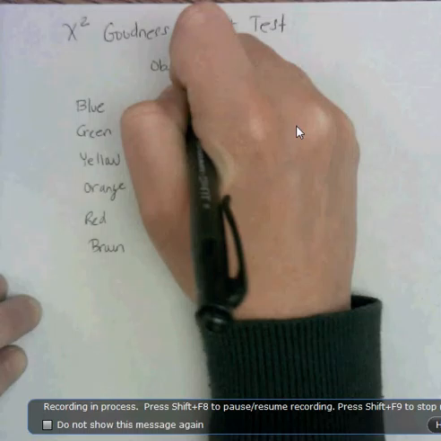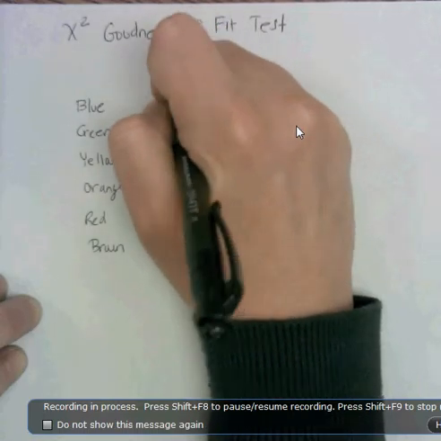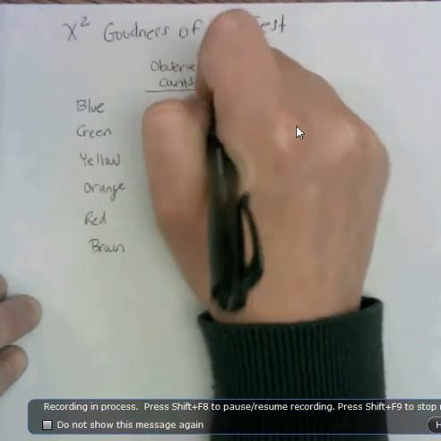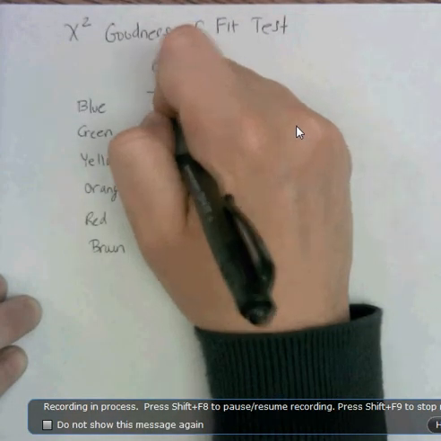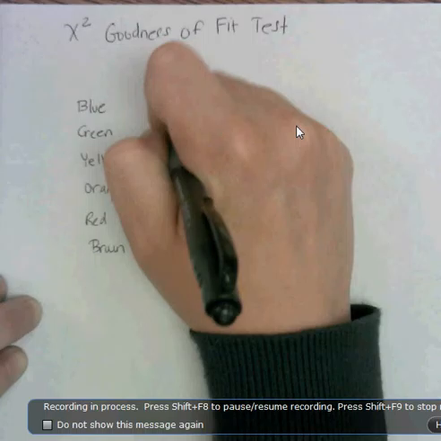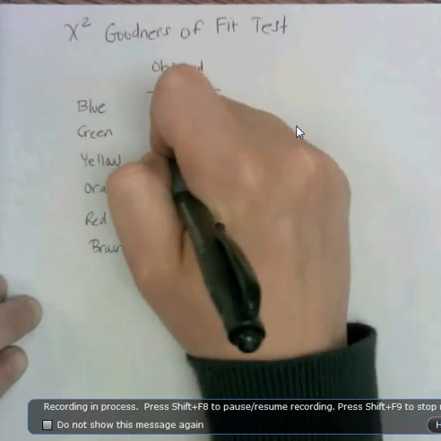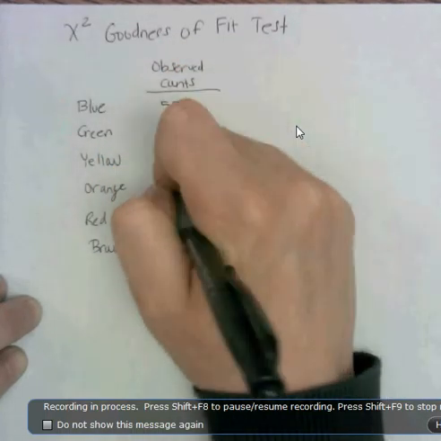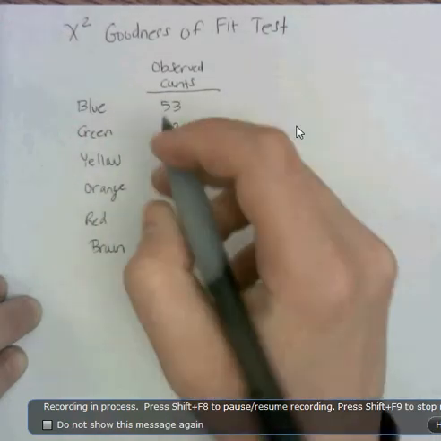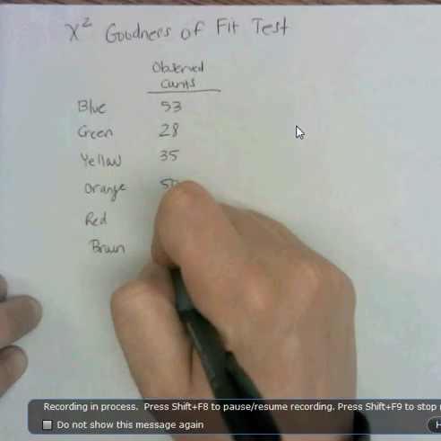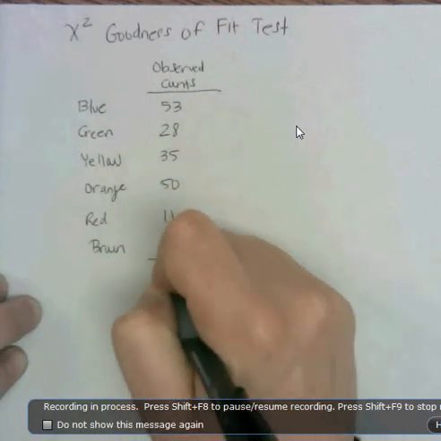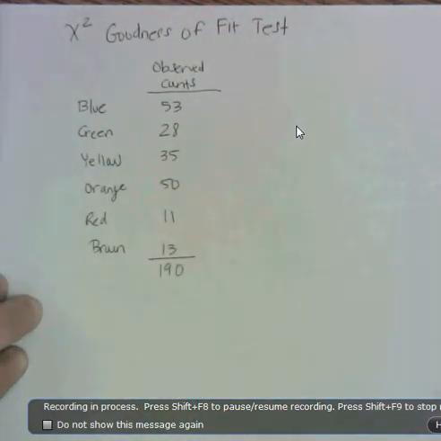Now, if we actually had M&Ms and we were to count up the different colors, these would be called our observed counts. And so here's some numbers from old data I have. Let's say we have 53 blue, 28 green, 35 yellow, 50 orange, 11 red, and 13 brown, for a total of 190 M&Ms.